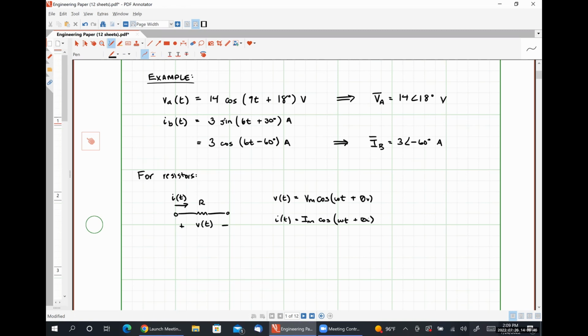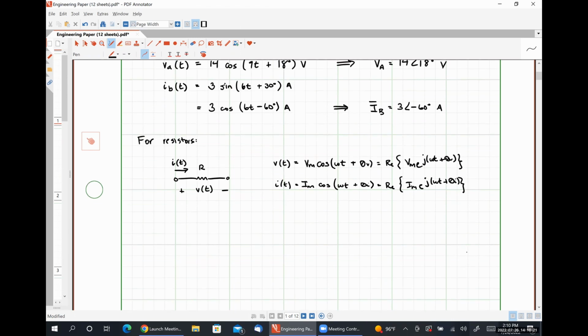We know that we can represent these signals using an exponential form complex number. So this is the same as the real part of Vm e^(j(omega t + theta_v)). And similarly, our current is the real part of Im e^(j(omega t + theta_i)), right? We're going to reuse these representations of our voltages and currents for everything that we're doing here for the next several minutes, but I just want to be explicit about what it is that we're doing. All right, so what is the relationship between voltage and current for a resistor?